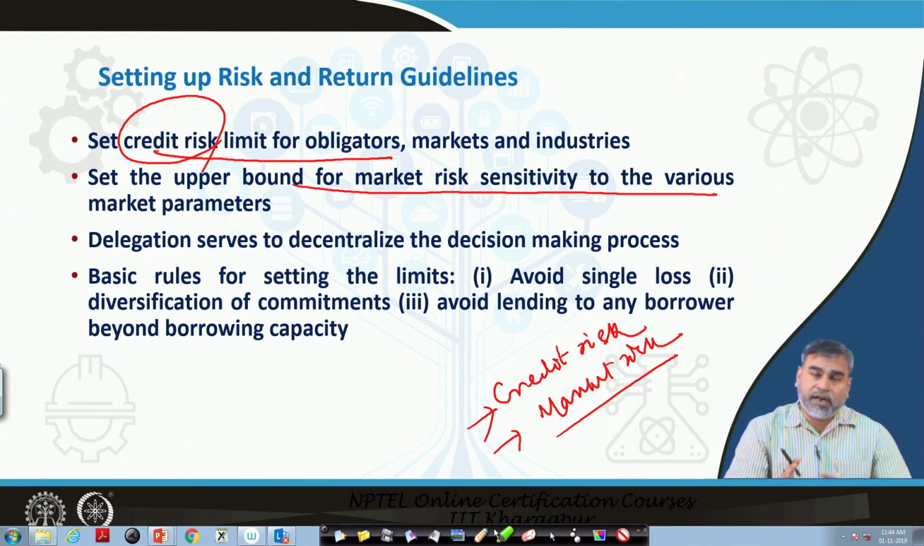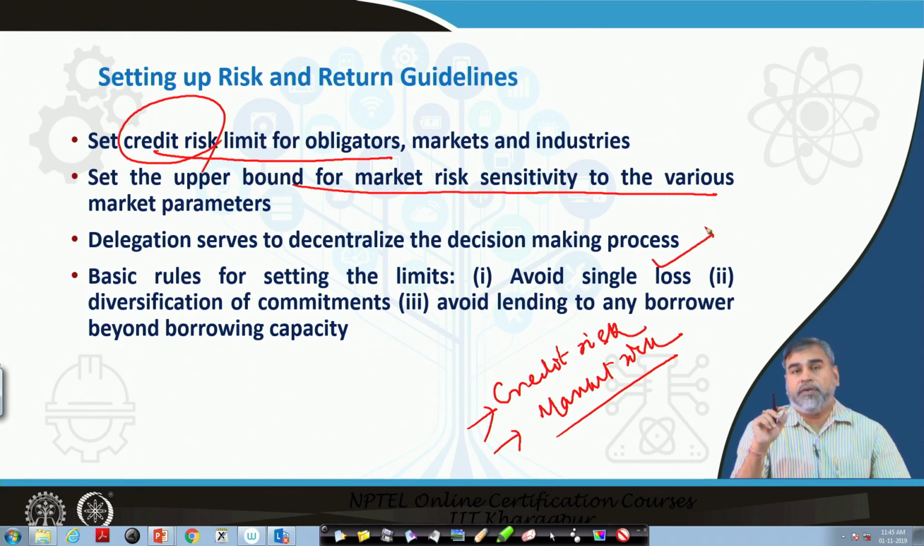So, there are some examples. Traditionally, whenever you talk about the limits for the different types of risk, or the risk limits, there are certain objectives, certain agendas, always in our mind. Like avoid the single loss. That means, do not provide the loan where the loss can be so huge. If there is any default, then the bank may not sustain, or maybe the bank will go for liquidation. So, avoid the single loss.